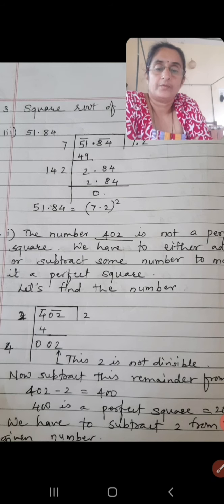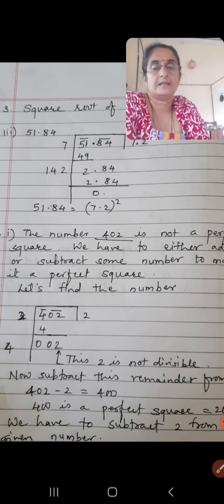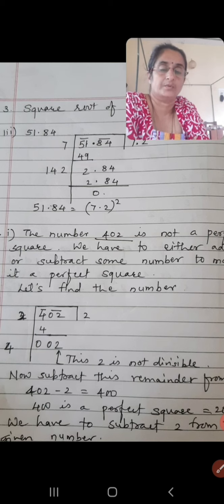So group of 2. So the first group will be 0, 2 and one group will be of 4. Till here you know. Now next we have to divide 4 by a perfect square. So 4 is already a perfect square. 2 into 2 is 4. Subtraction of that is 0. Now what is the next number we have to take down? That is the second group, 0, 2.